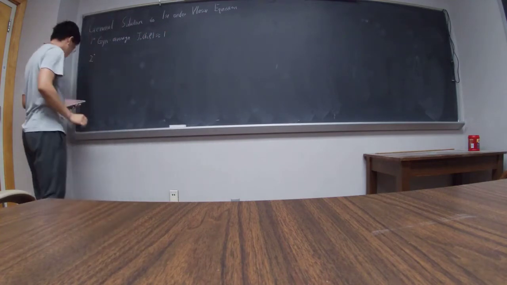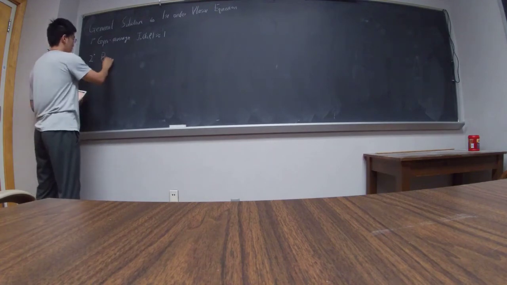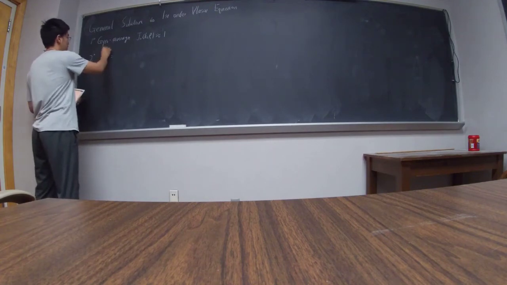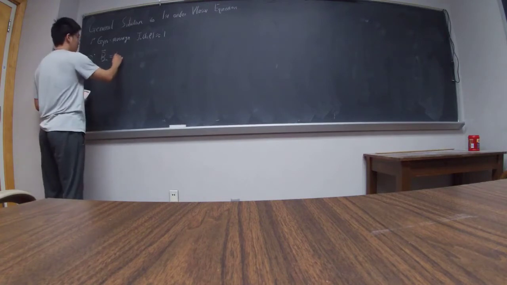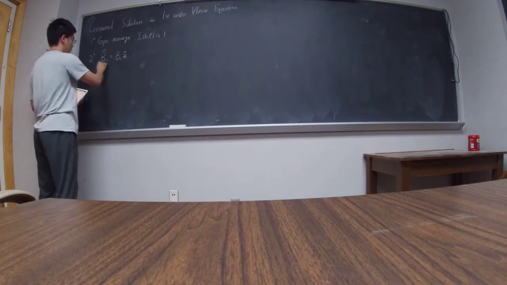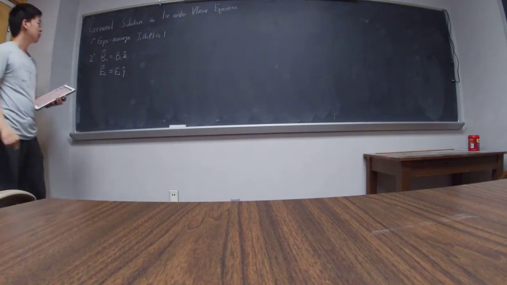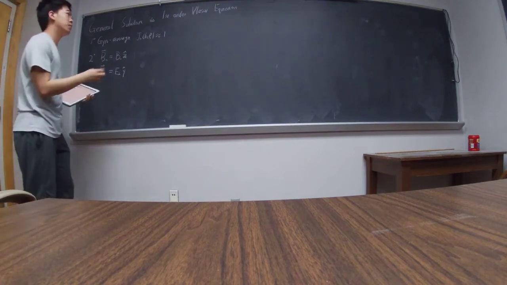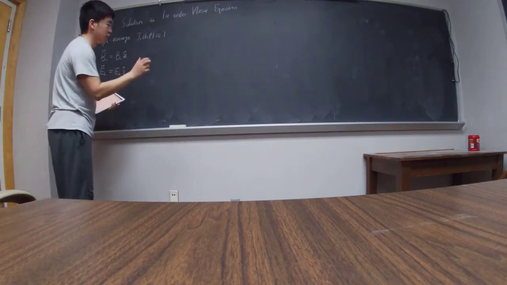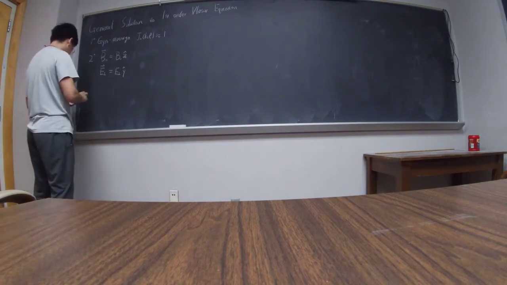Second, without losing much generality, we could assume that the B naught is in the z direction, and E perp is in the y direction. As you can see, it's trivial. You can just rotate however you want. So it will be fine.